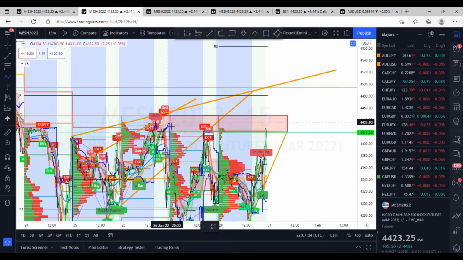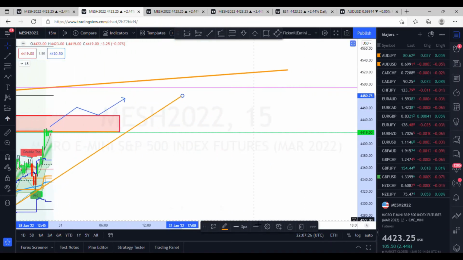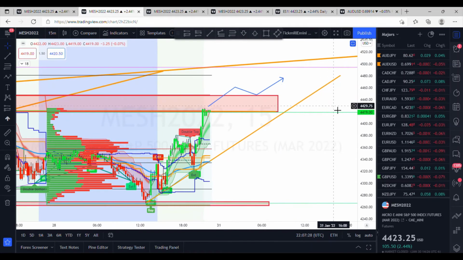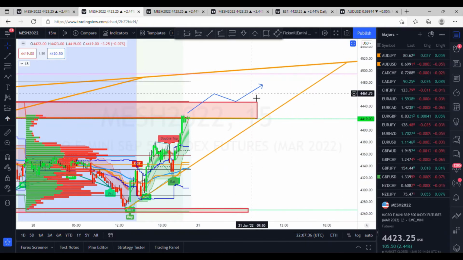If I just map this for you, if we come up, we come up, we come down. Hold on. Sorry, I've just done that completely wrong. Let's make it a little bit easier for me. Okay, I'm going to delete that. I'm going to start again.